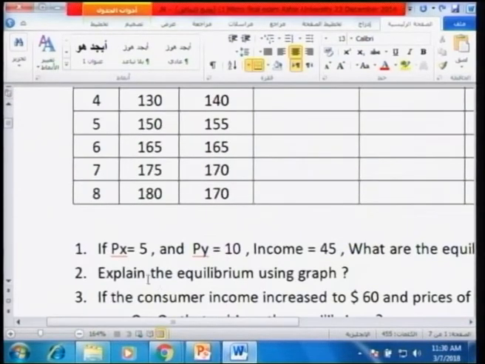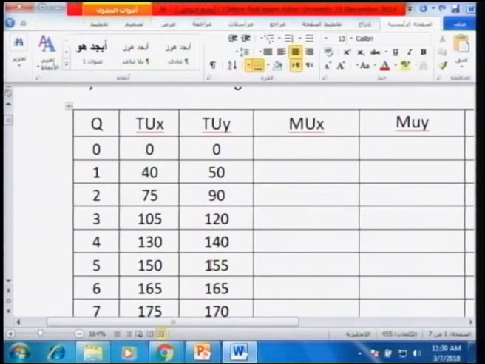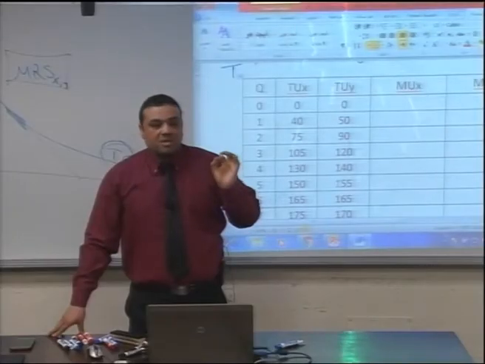Income: the price of x equals 5, the price of y equals 10, and income is $45. Total utility here, if we assume that these are quantities of y, these are the total utility obtained of y. When he consumes 1 unit of y, he obtains 50 utils of y. 2, 90, 3, 120. Now, we are going to determine the optimal provision of a private good.